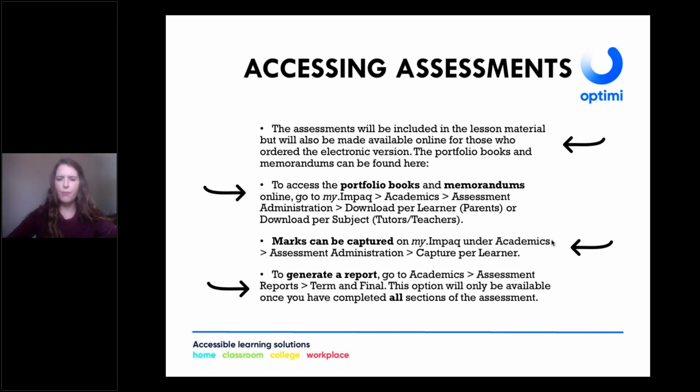To generate a report, go to Academics, Assessment Reports, Term and Final. This option will only be available once you've completed all of the sections of the assessment.